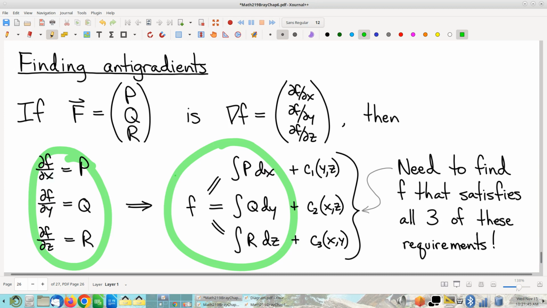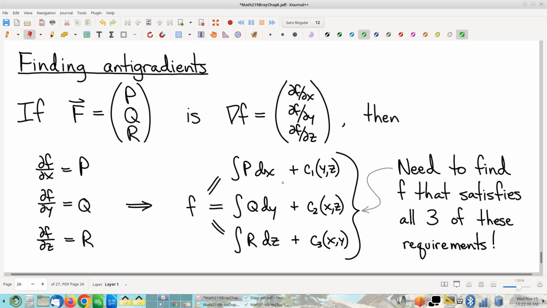Okay, so now here's the problem. This f has to equal all three of these things at the same time. What if these three things are different? Does that mean we're dead in the water? Are we out of business if that happens? Well, kind of, but you do have to be careful about what you call the antipartials.